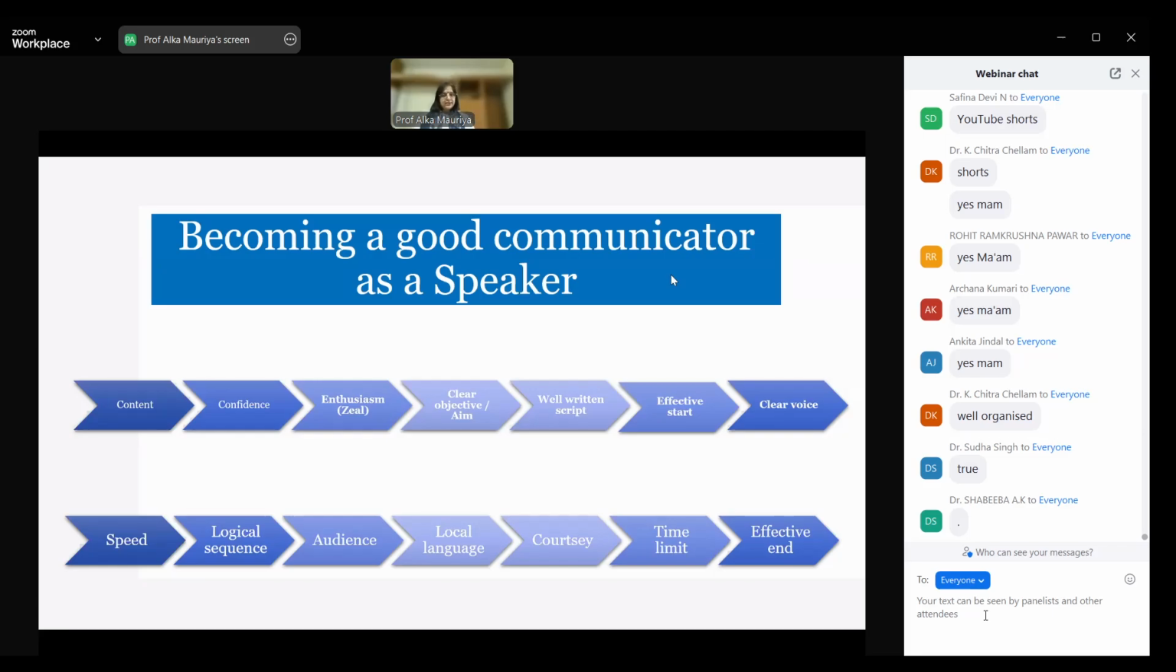And last is effective end. Like the way we think of an effective start, we also must have a very strong and effective end. I'll talk about it later when I'm on the last slide of my presentation, to convey to you how we should think of an effective end.